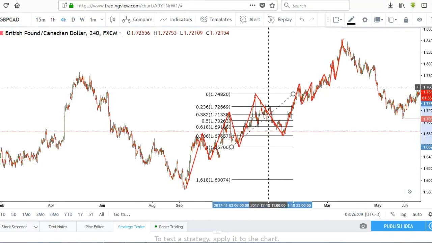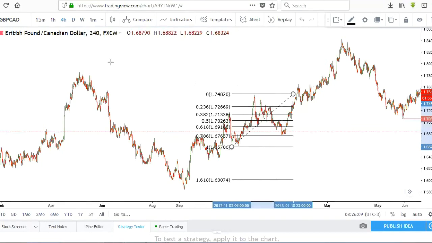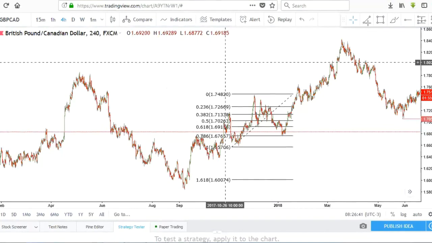Now let me cancel all my drawings. Let's say at this level here, the 78.6, we've seen that it's at the level, and we're trying to take advantage of the sellers here. How are we going to capitalize from it? You can draw your straight line somewhere down here.